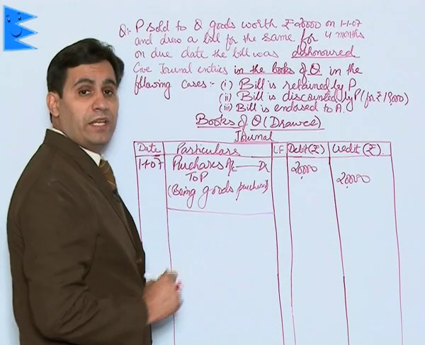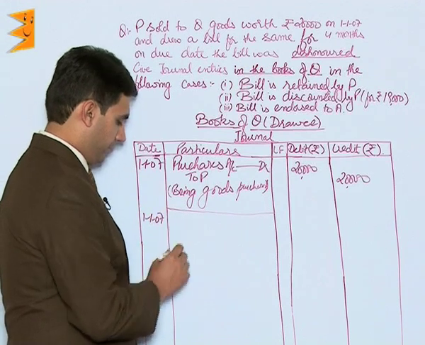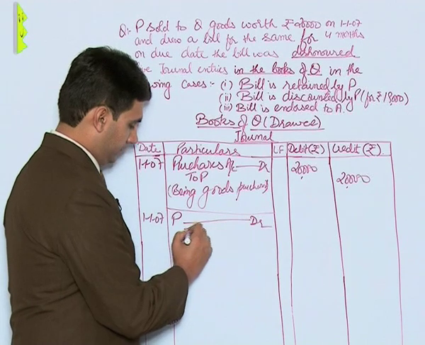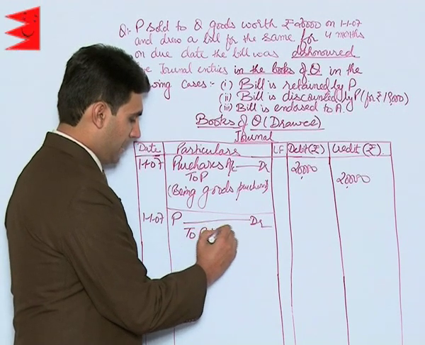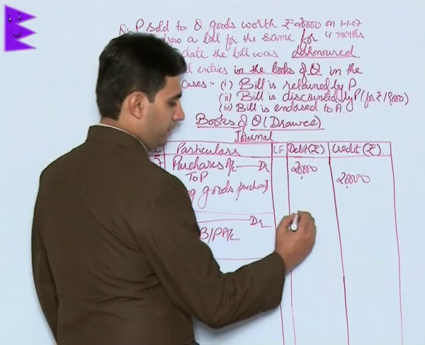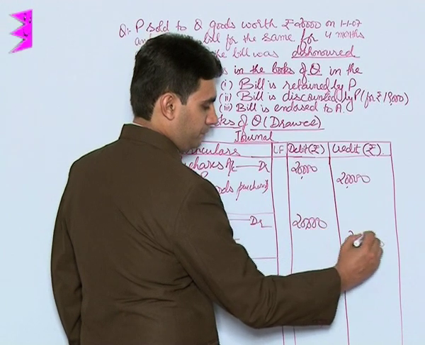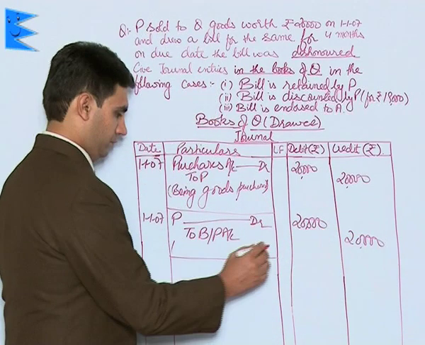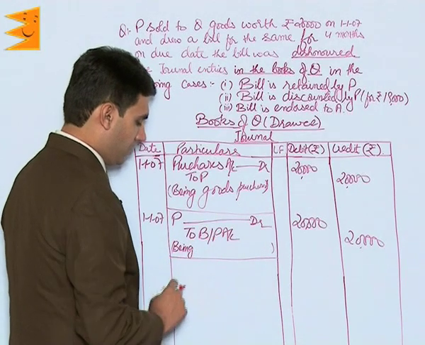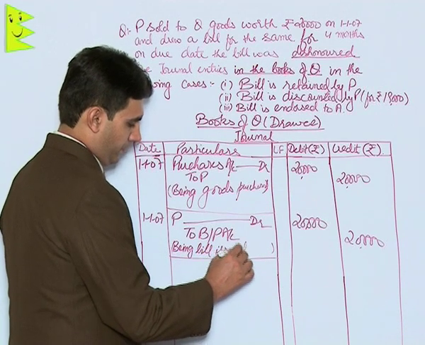Then on the same date a bill was drawn. So on 1st January 2007 a bill was drawn, that is P debited to bills payable account. Since P has to make the payment, so it is bills payable for him. Narration would be being bill issued to P.